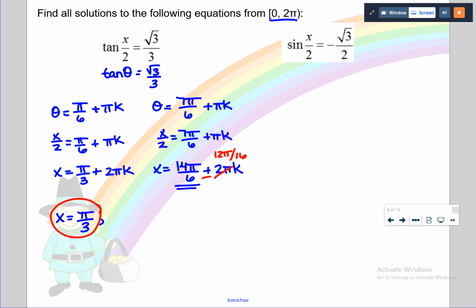It's possible with these that you will get no solutions. It's possible that every single answer you get is going to be outside of this range 0 to 2 pi. So it might have an infinite number of solutions, but nothing in that specific interval, and that's okay. All right, you guys try the next one real quick. I'll give you a minute.